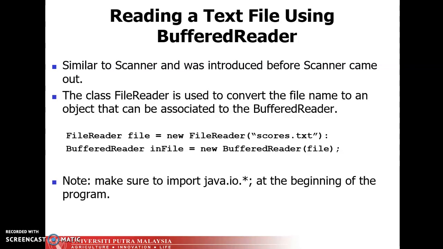All right, now we are at the end of the topic, the final topic. This topic is an optional approach for reading input from a file. Previously, we learned an approach using the scanner stream, but now we have another option, called the buffered reader. It is similar to scanner and was introduced before scanner came out. The class FileReader is used to convert the file name to an object that can be associated with the buffered reader. The following example shows the declaration of the buffered reader.